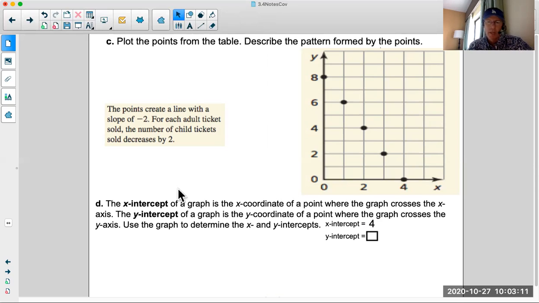Okay, similarly, the y-intercept is the y-coordinate of where the point crosses the y-axis. Y-coordinate, y-intercept, y-axis. So that would be up here. So what is the y-coordinate of this point, which is (0, 8)? Yeah, it's 8. So we'd say the y-intercept is 8.